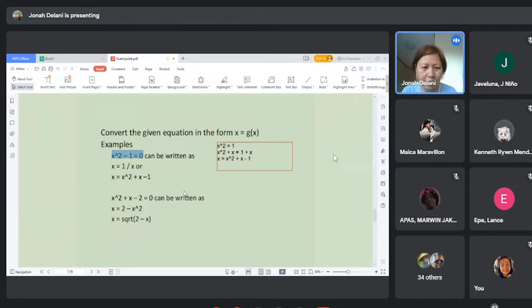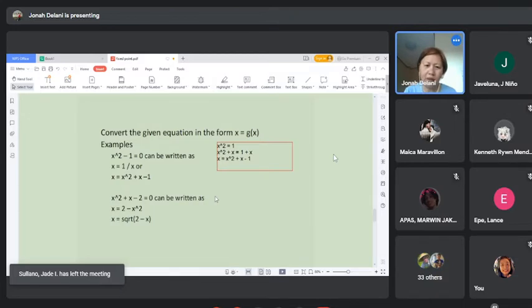Or, it's also possible. I can move the 2 and the x. So what becomes 2 minus x. X squared equals 2 minus x, right? And then, I get the square root of x squared. So I would have x equals square root of 2 minus x. So, that's a fixed point form. We solve x in terms of x.